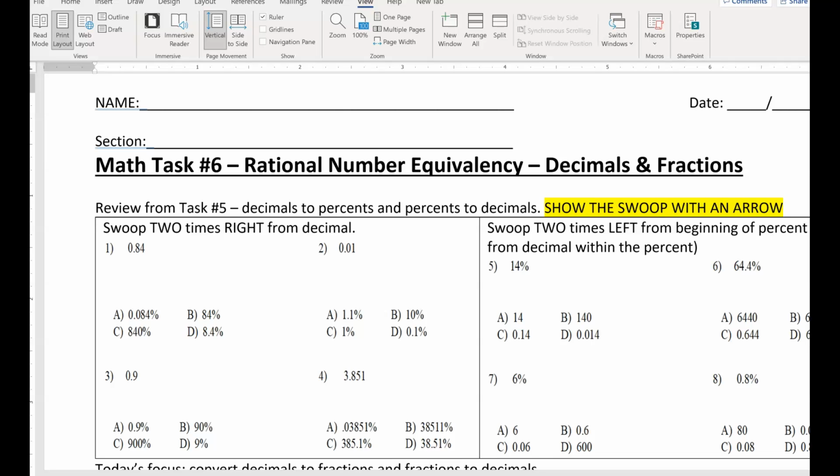Hey there, CJ Math students, and welcome to math task number 6. Today we are going to do rational number equivalency, but we're going to compare decimals and fractions.